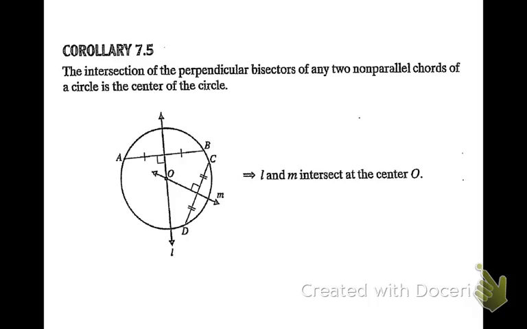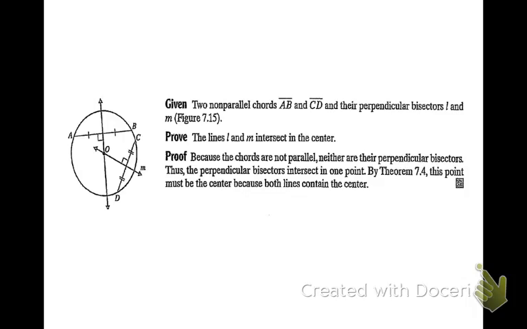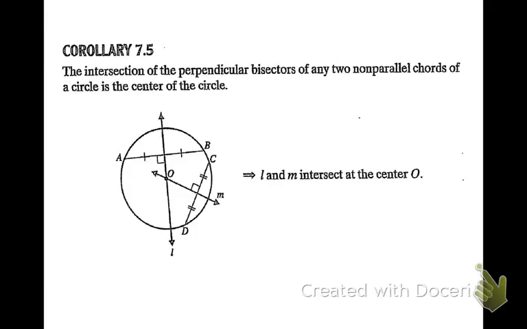A corollary to that: the intersection of perpendicular bisectors of any two non-parallel chords of a circle is the center of the circle. Right? So the perpendicular bisectors of the chords meet at the center of the circle. Now this comes in handy if you don't have the complete circle. So you've got that much of the circle. For some reason, this is like a plate or something that's broken off. That part's gone. We can still find the center of that circle.